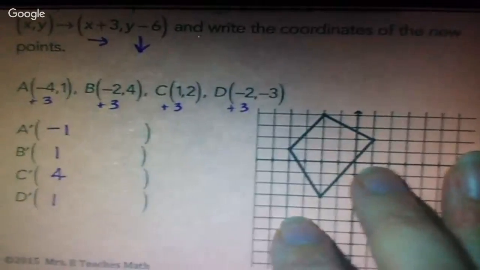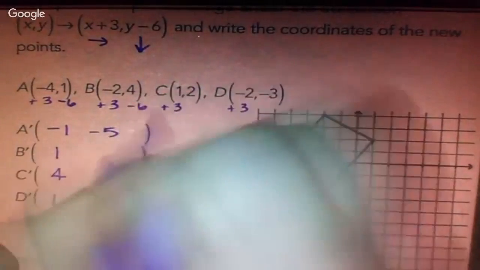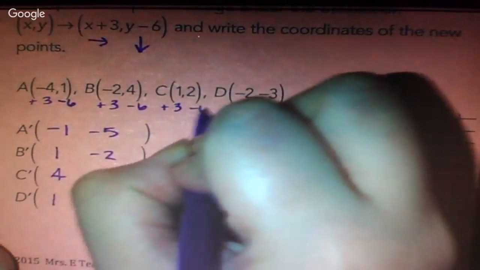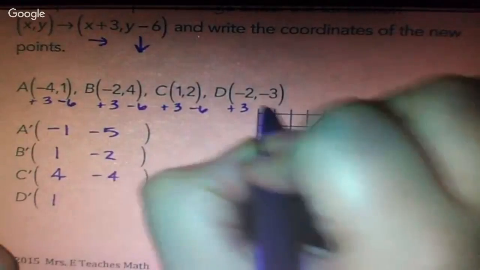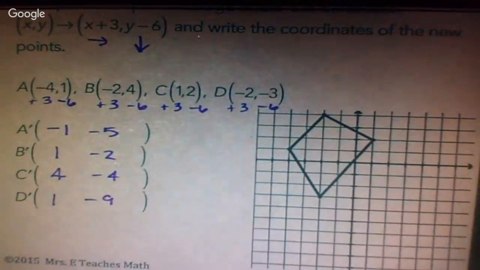The other side, Y minus 6. So now I need to subtract 6. Negative 5. Negative 9. Fantastic. Those are all your new points. Now you can plot them.